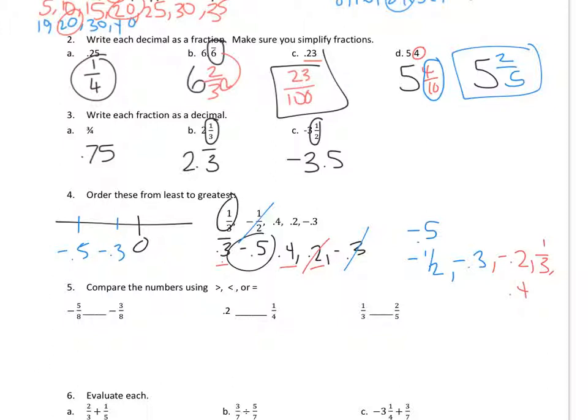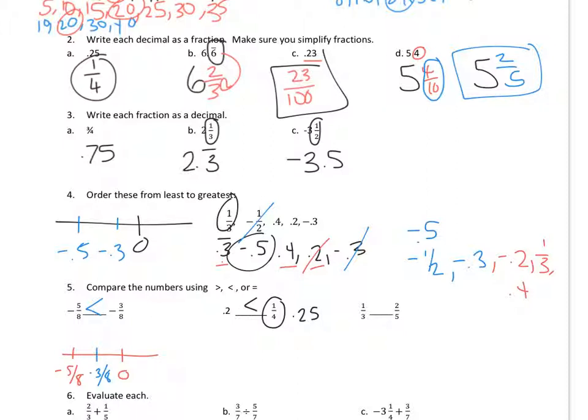Down here, compare the numbers. So put greater than, less than, or equal to. So on the number line, this was 0. -5/8 would be over here, and -3/8 would be right here. So -3/8 is greater than -5/8. And then I'm going to write 1/4 as 0.25. So 0.25 is greater than 2/10.